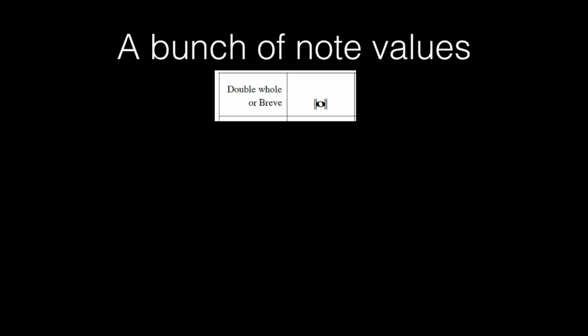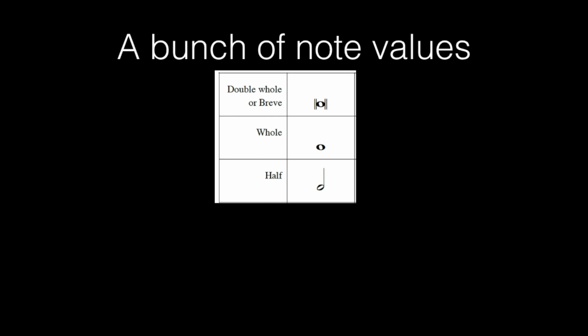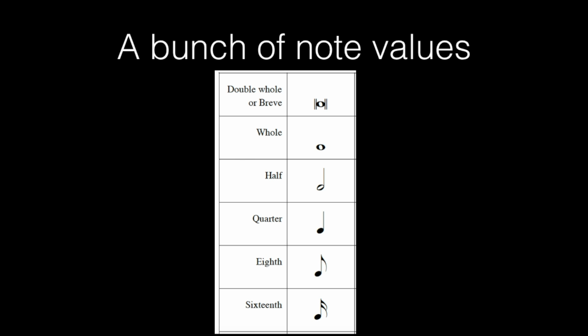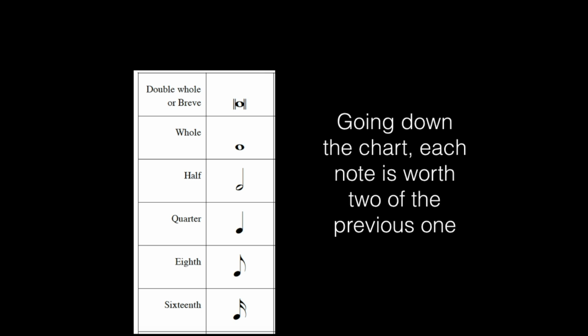Then the next longest note value is the whole. It's just a circle. Then underneath that you've got the half, that's the circle, and then you have a line on it. Then you have a quarter that has that half note filled in. And then you've got these two shorter notes, the eighth and the 16th. The eighth is like a quarter note except it has a little flag on it, and then the 16th has two flags. Now going down the chart, each note is worth two of the previous ones.